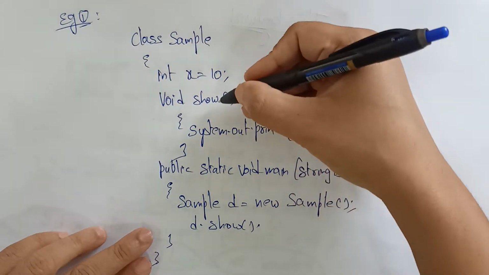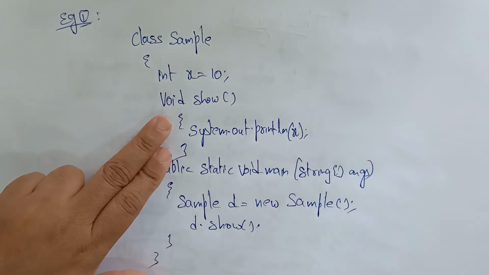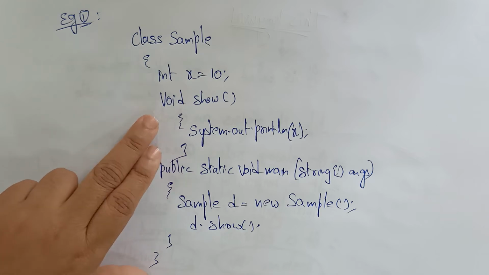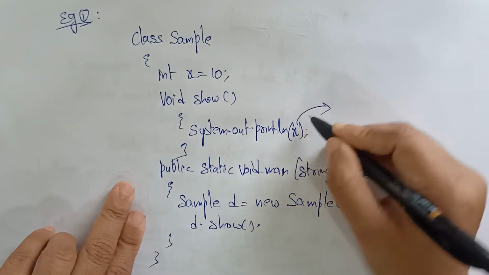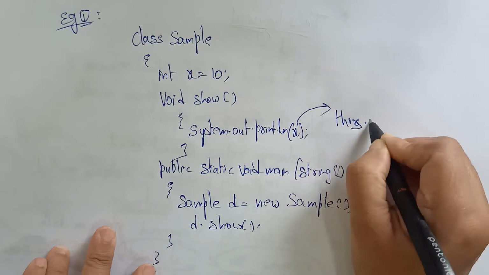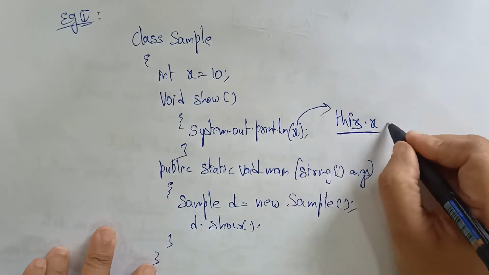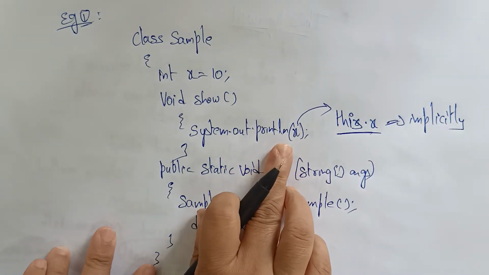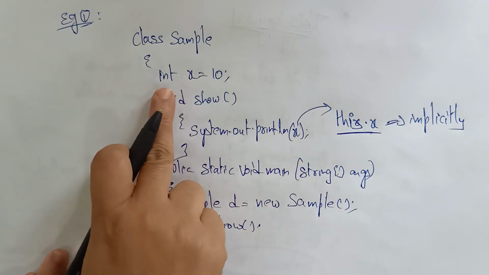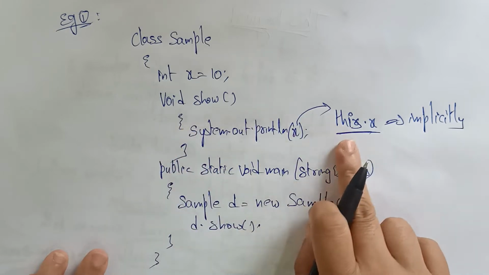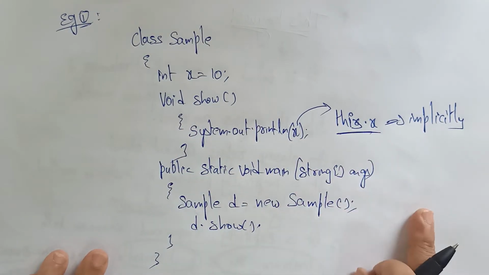Here this is an instance method. What I said is that in the instance method, initialization block and constructor, there is no need to mention this. It is implicitly present, so the system understands x is nothing but this.x. I am printing this instance variable. This is an instance method, so this.x is implicitly present and you don't need to mention it.